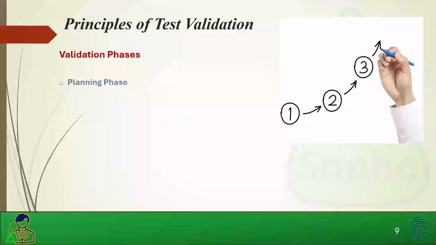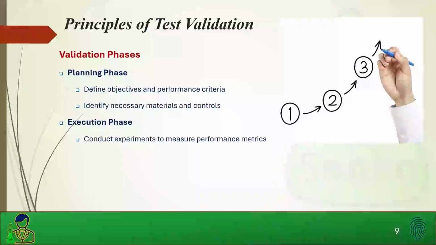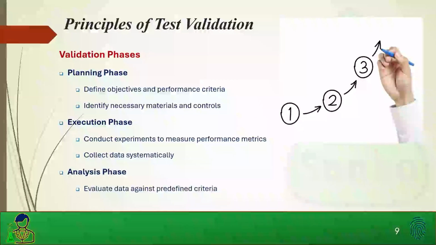So the validation phases. You have a planning phase where you define objectives and performance criteria. You identify necessary materials or controls that you need for your validation. Then you execute that plan. You conduct experiments to measure performance metrics, collect data systematically, and then move on to the analysis phase. So once you collect all your data, once you perform all your experiments, then you analyze your data and you evaluate your data against your predefined criteria.